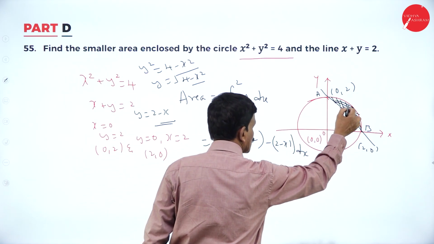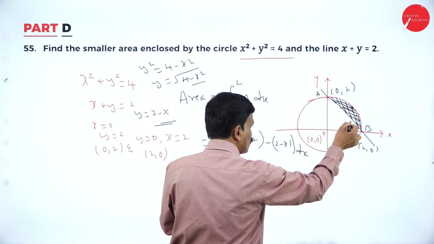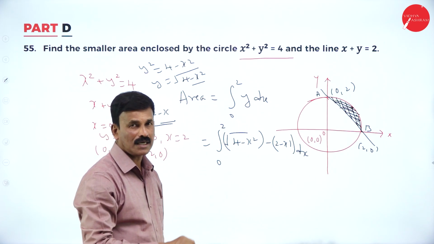So, this total circle minus this line will give the area enclosed between the circle and the line. Okay.